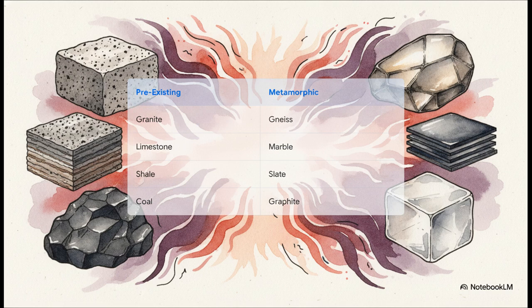A relatively soft sedimentary rock like shale gets compressed into slate. Intense heat can literally bake limestone into crystalline marble. And that organic coal we talked about earlier, under these extreme conditions, transforms entirely into graphite. It just goes to show you how dynamic the Earth's crust truly is.